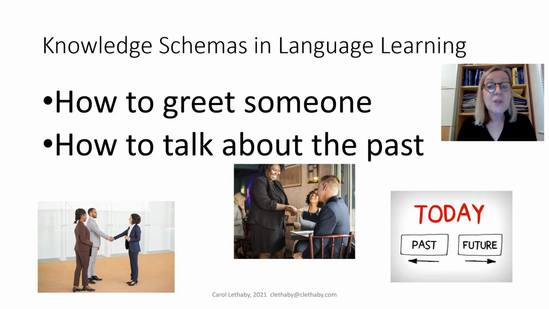Another example, how to talk about the past. If you learn that when you talk about the past, you add ed to a verb, and you use did not in the negative, and you use did to make questions, etc., when you're talking about the past, that means every time you come across a new verb and you want to use it in the past, you don't need to create a whole new knowledge scheme for talking about the past. You just add that new verb to your already existing knowledge scheme about talking about the past.